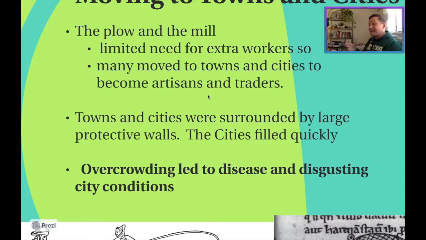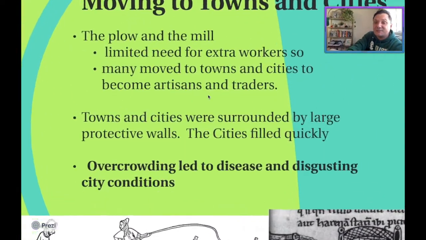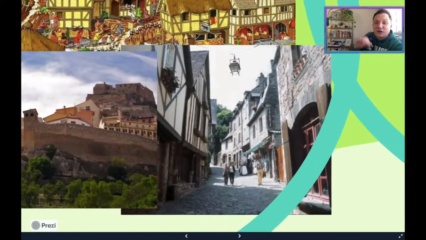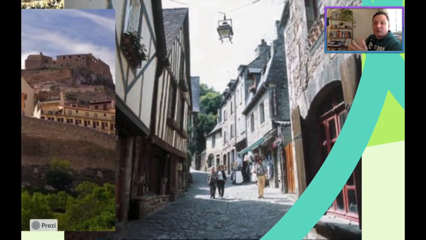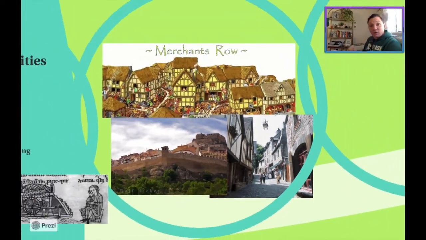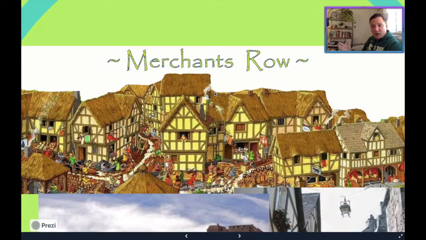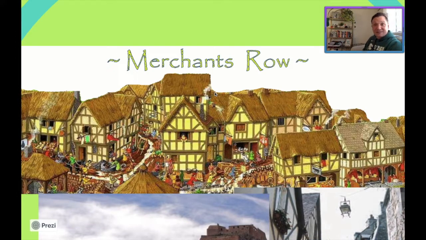Towns and cities, though, are going to be surrounded by very large protective walls, so they filled up very quickly. And then the thing about it that you need to understand is that's going to lead to overcrowding, right? Overcrowding is going to lead to disease and disgusting city conditions. Because something to keep in mind is that these medieval cities that we're talking about, that right there is one of those defensive walls. They have very cramped, tight roads, very cramped quarters and stuff like that. And they weren't like the Romans with aqueducts and toilets and running water. They actually were disgusting areas that were full of sewage and nastiness, right?